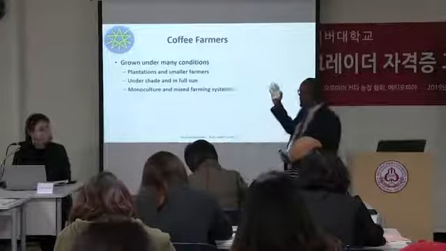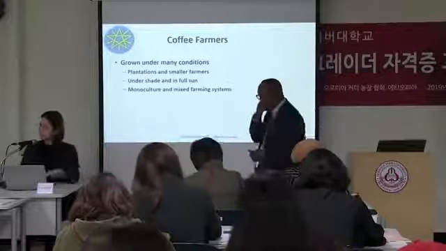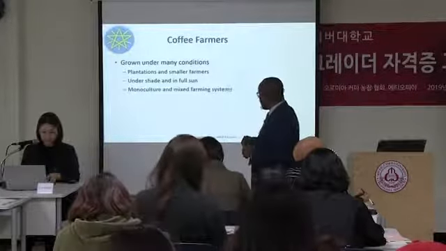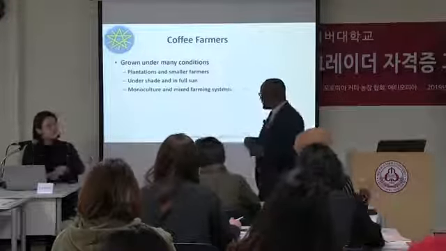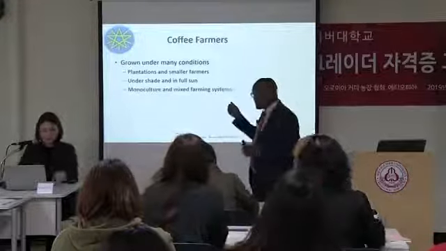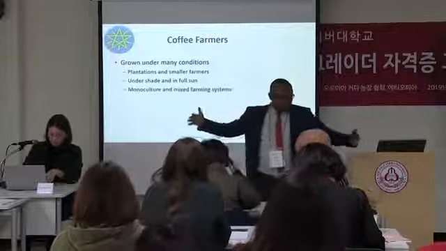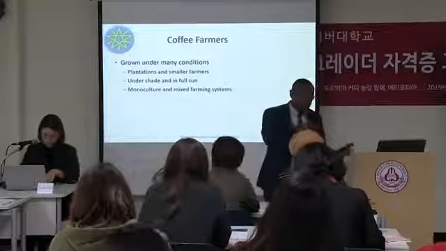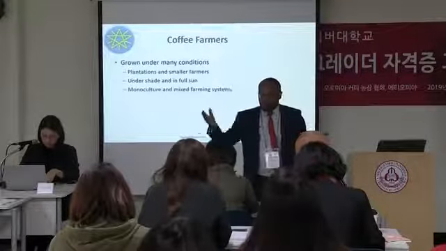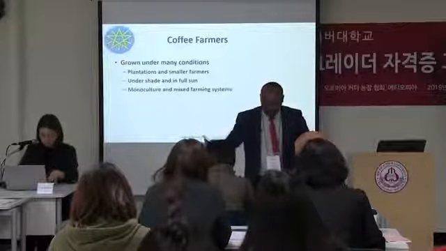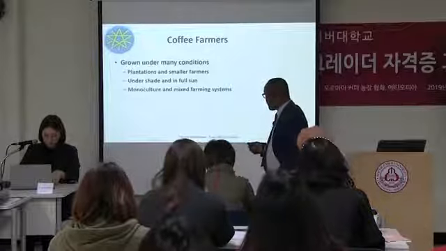Yeah, let's come to the next slide. We will see the coffee farmers. When we say coffee farmers, the coffee is grown under different conditions. The first is what we have mentioned earlier, plantation and small farmers. Plantation is the largest farm. Small farmers are with a small scale. In our case, in Ethiopia, from 0.5 hectare up to 2 hectare is common. They are called smallholder farmers. So smallholder farmers are also there.